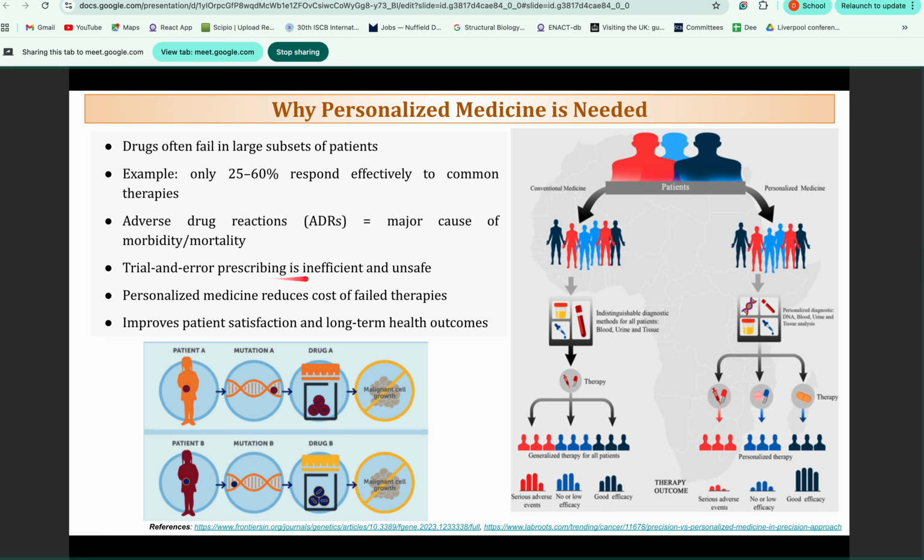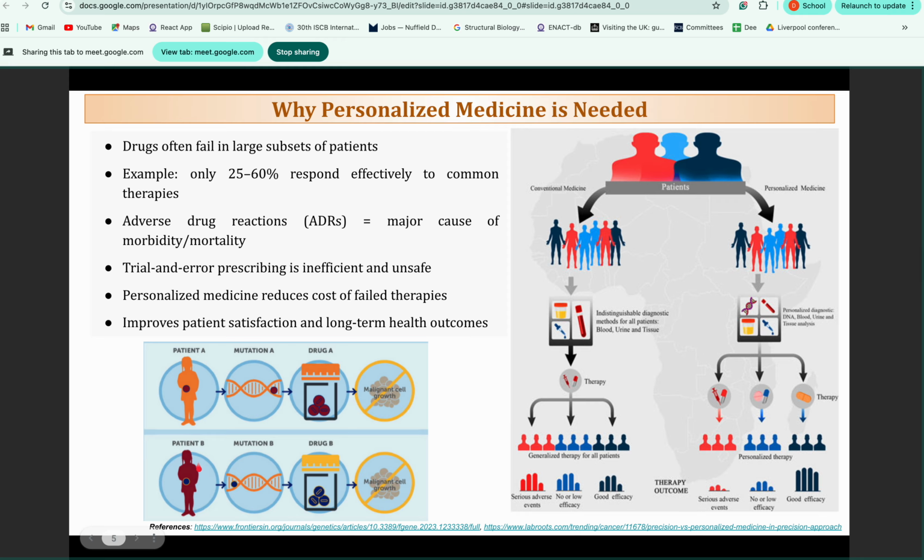Trial and error prescribing is inefficient and unsafe. Personalized medicine reduces the cost of failed therapies, and it also improves patient satisfaction and long term health outcomes. So these are some of the applications of personalized medicine. Here it is shown how the personalized therapy works.